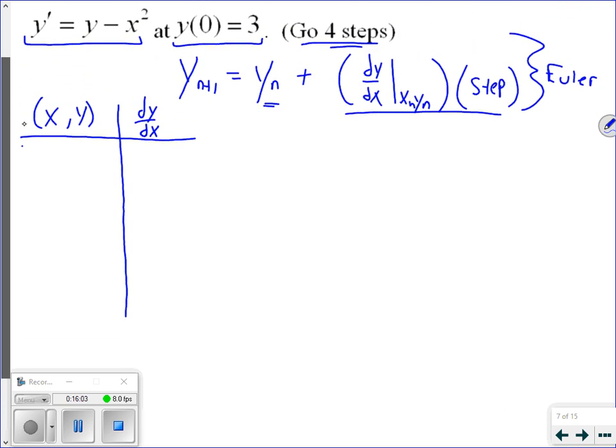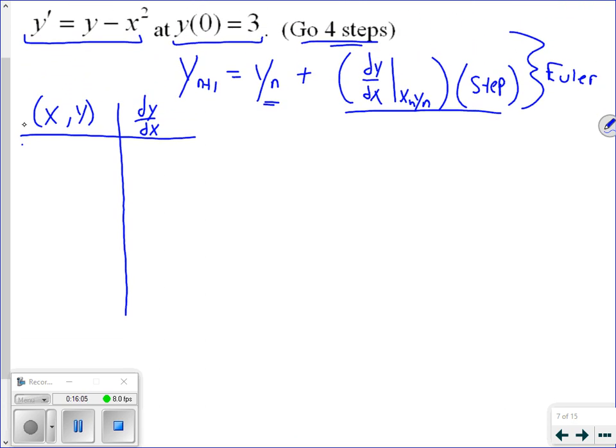Okay. So first of all, it says earlier in the problem that my step size is 0.4. So I can already do all my x values if I want. I'm starting off at the point 0, 3. And then I'm going to be going up by 0.4 each time. I'm going to do it 4 times. So I'm going to go to 0.4, comma, whatever. And then I'm going to go to 0.8, which is another step size of 0.4.